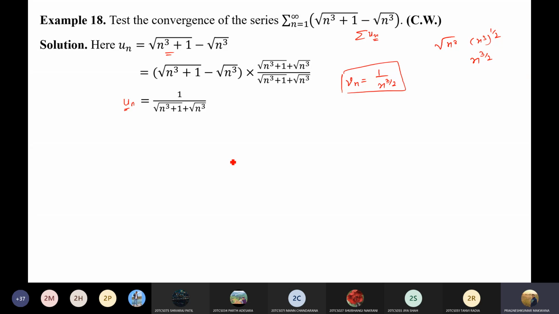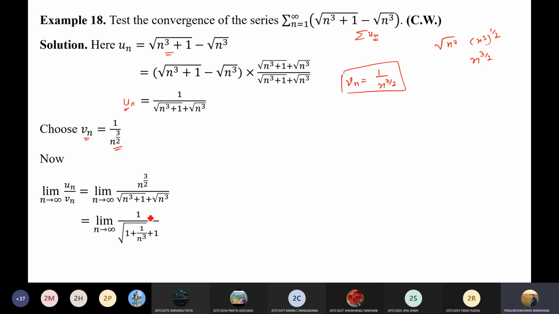Now find out the limits. So let us see here, Vn is equal to 1 upon n raised to 3 by 2. That is very, very important here. So now find out the limit. Simplified. What is the answer of this limit? That is 1 by 2. And this one is finite and non-zero. So limit comparison test is applicable here.